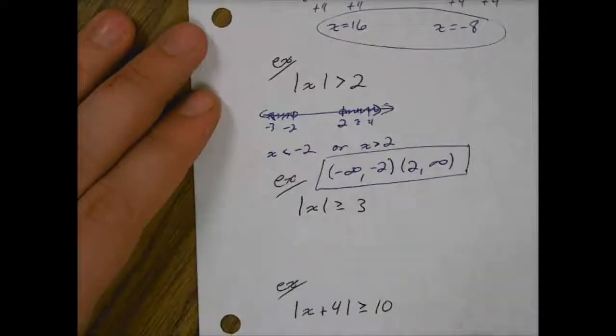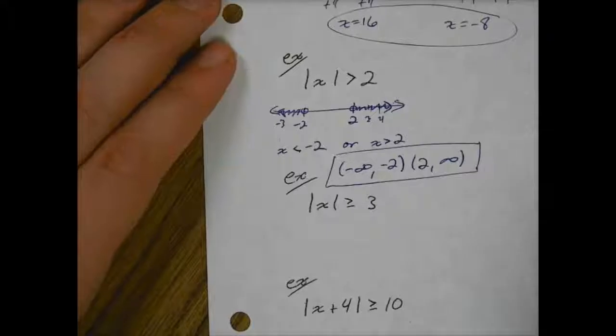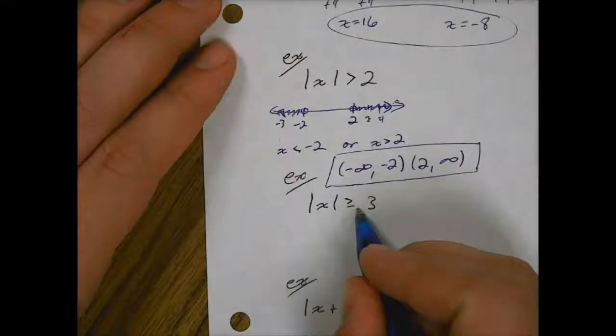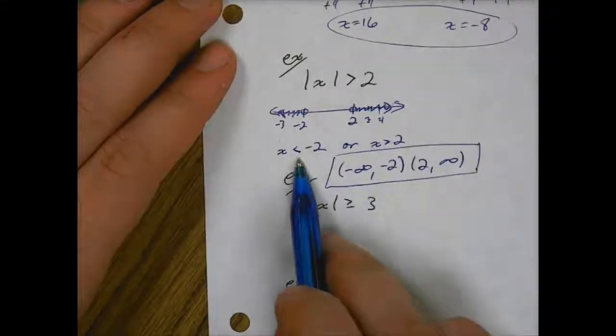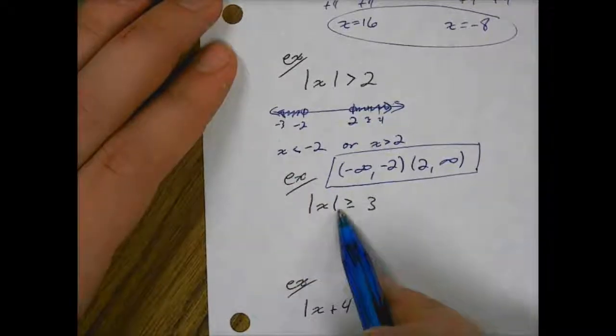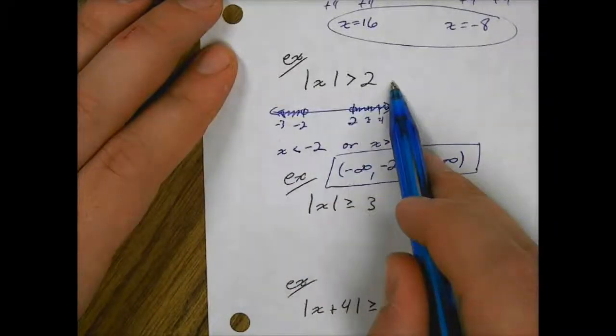All right, looking at something else. The absolute value of x is greater than or equal to 3. So again, notice on this other one, it was the variable is greater than the number.